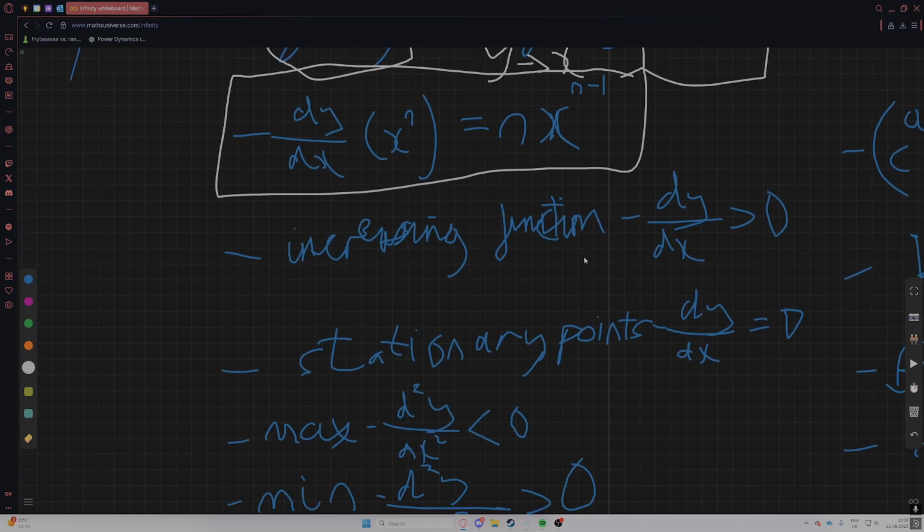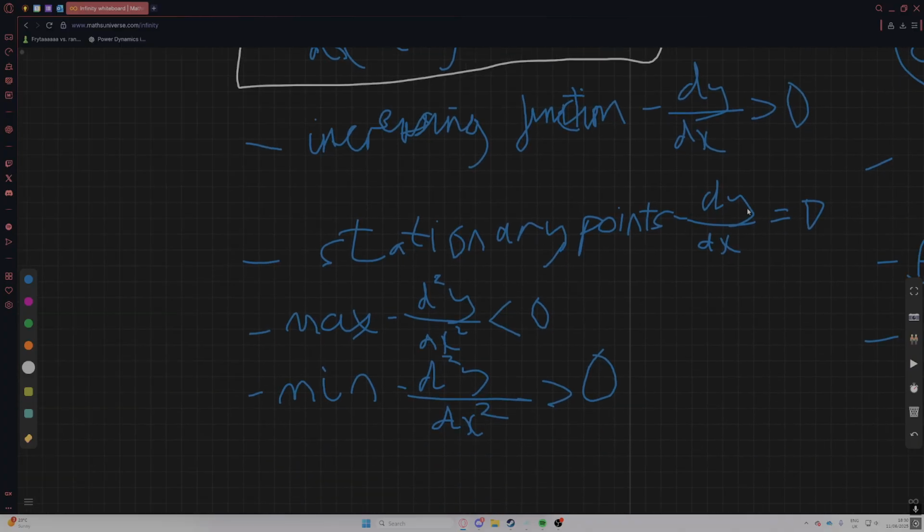Next, if you need an increasing function or a decreasing function, that means looking at the gradient. For an increasing function, dy by dx is greater than 0, and then you solve it. And for a decreasing function, dy by dx will be less than 0, and then that would be your answer. You set whatever the derivative is of whatever function you're differentiating to less than 0 or greater than 0.